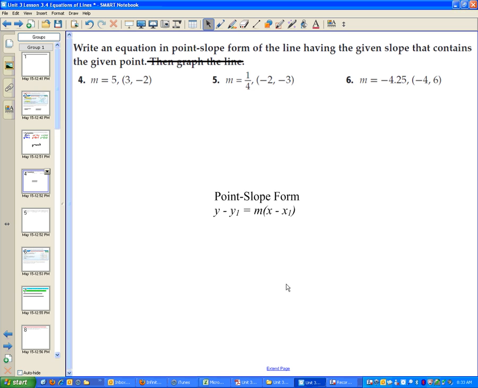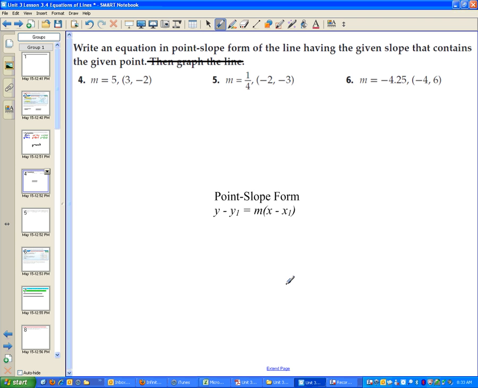On all 3 of these problems, they give us the slope and they give us a point that's on the line. Remember, it says the line having the given slope that contains the given point. You can say that it contains the given point, that it passes through the given point, or that the given point is on the line. All those mean the same thing. So you need the slope and you need a point that's on the line. Those are the 2 things you need to use point-slope form.